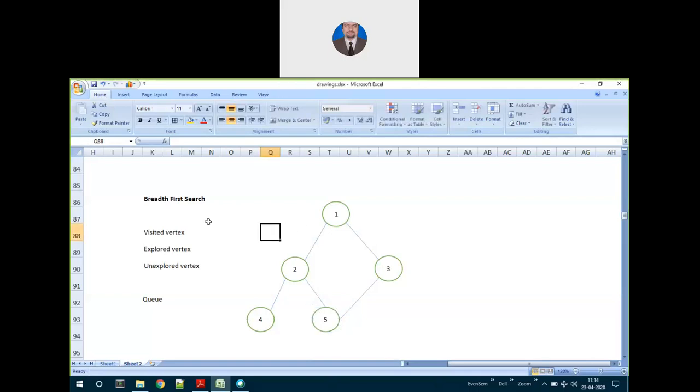So the terms here are visited vertex. If we visit any one particular vertex, then we can call it a visited vertex. Second one is explored. Explored in the sense that if we visit all the adjacent vertices of a given vertex, then we can call that given vertex an explored vertex. If all the adjacent vertices are not visited, then we can call it an unexplored vertex. These are the terms which we will be using in order to understand what is breadth first search.